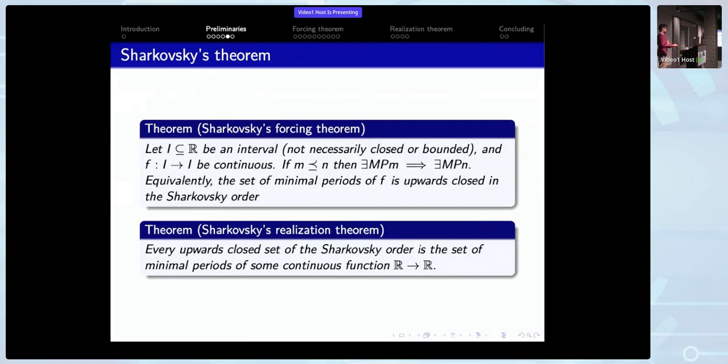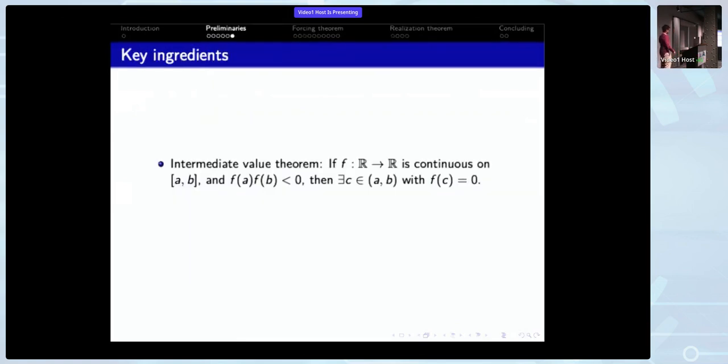So this is the theorem I'm going to be talking about, and these are the two parts. What are the ingredients for this proof? Because it seems like a pretty impressive proof. But it turns out that there's very little involved. The hardest theorem we need is the intermediate value theorem. So the way I've stated it here looks a bit weird, but just trust me for now.